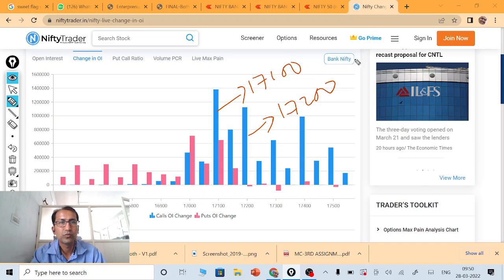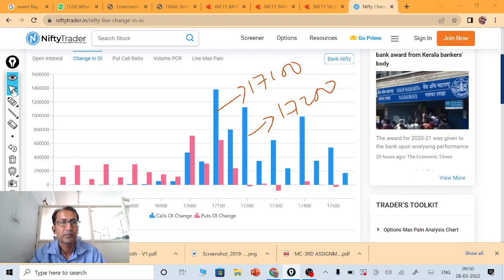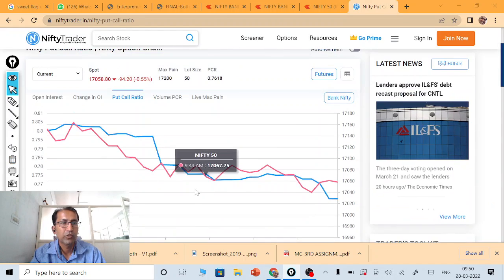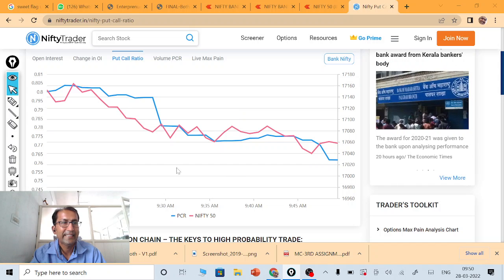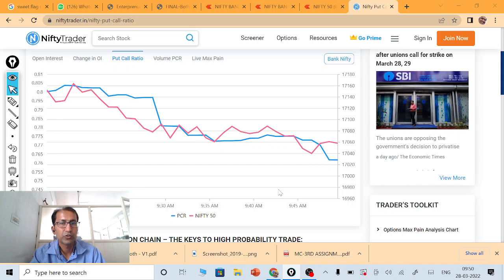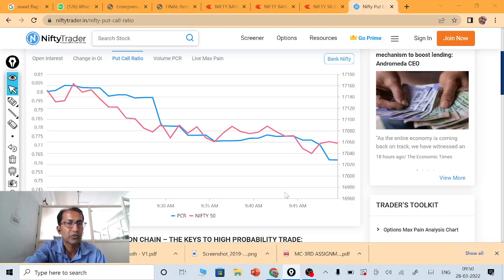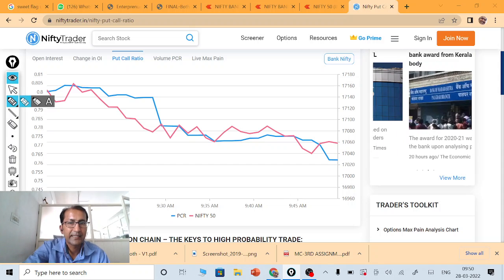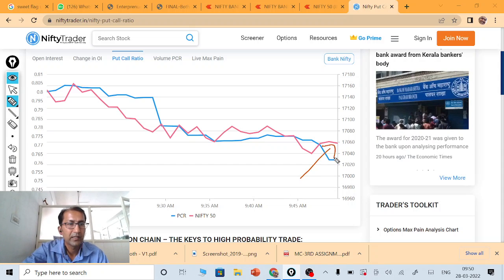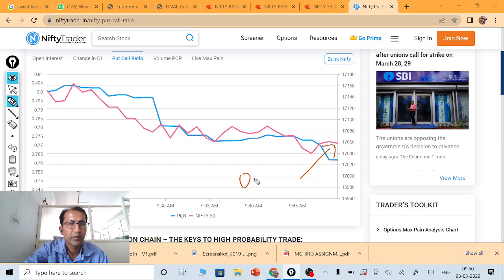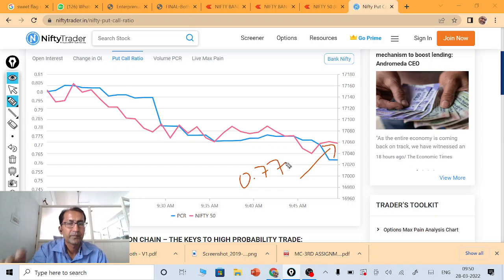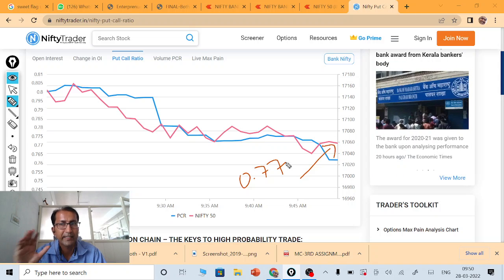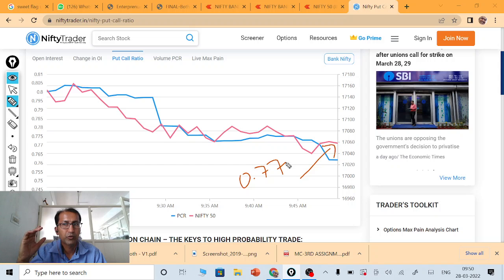Okay. So now let me come to the put call ratio. You can see slowly the put call ratio is decreasing. Currently the PCR, put call ratio, is 0.77, which means calls are more than the puts. So call writing is more. So the market is going to have a strong resistance.